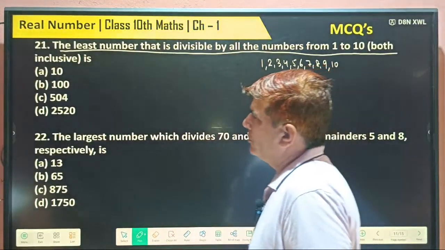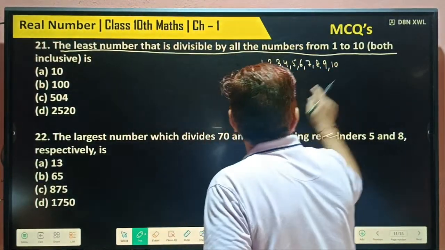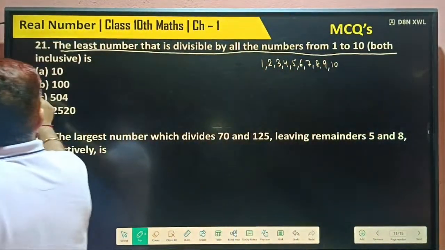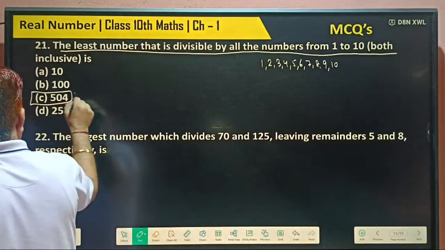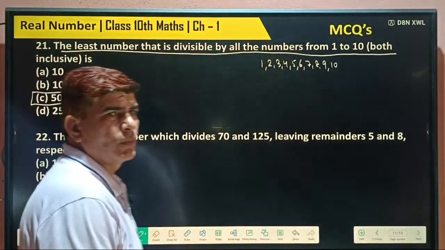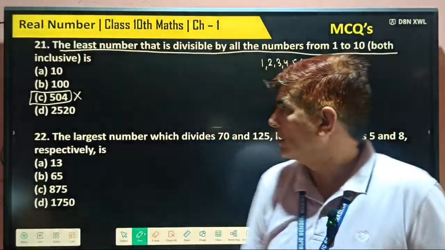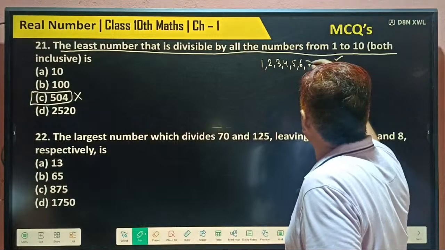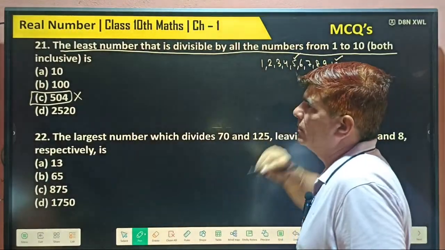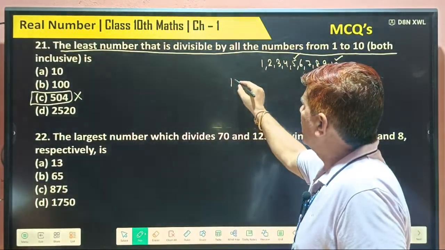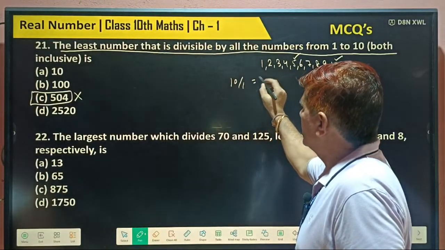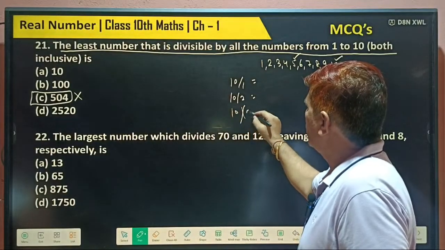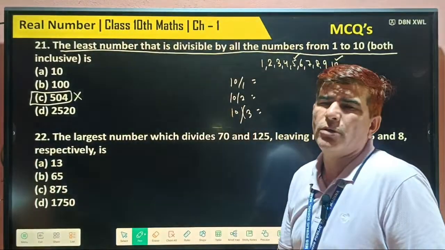If any number is divisible by 10, the unit digit must be 0. So this number is not your answer, because its unit digit is 4. So it's not divisible by 10, and definitely not divisible by 5. Now, taking 10: divisible by 1, yes. Divisible by 2, yes. Divisible by 3? No, 10 is not divisible by 3.